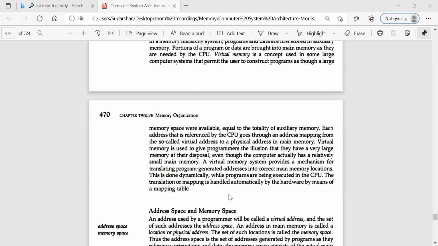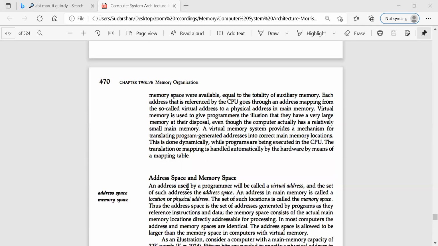Let me go ahead with some more terminologies, what we call address space and memory space. Whatever address is used by a programmer is called a virtual address, and a set of such addresses is called the address space. Similarly, a physical location, an address in main memory, is called a location or physical address. The set of such locations or physical addresses is called memory space.